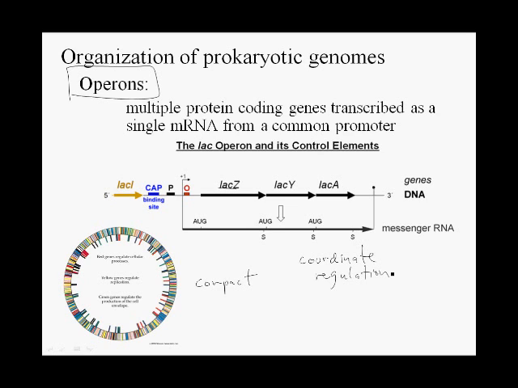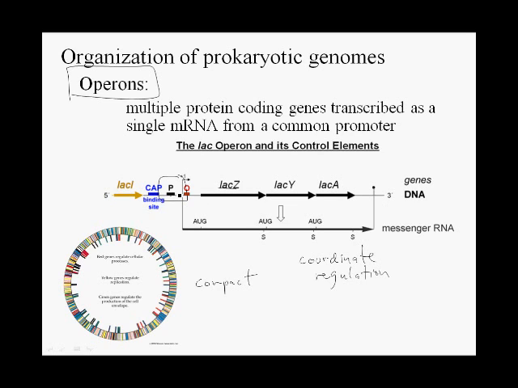To achieve coordinate regulation, the cell not only puts these 3 genes in the same location on the chromosome, but they're all organized in the same direction, head to tail, as shown here. So the arrow is the direction of transcription. And then they're placed downstream of a single promoter. Recall the promoter is the site where RNA polymerase binds to initiate transcription. So for this operon, there is a single promoter for all 3 of these genes. You don't have to have a separate promoter for each gene.